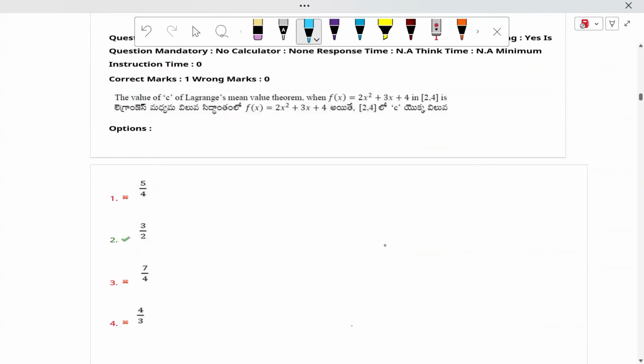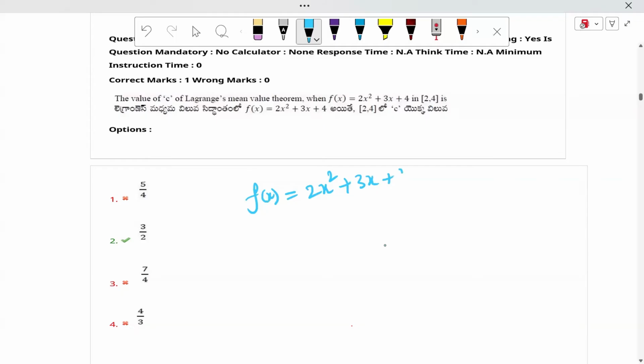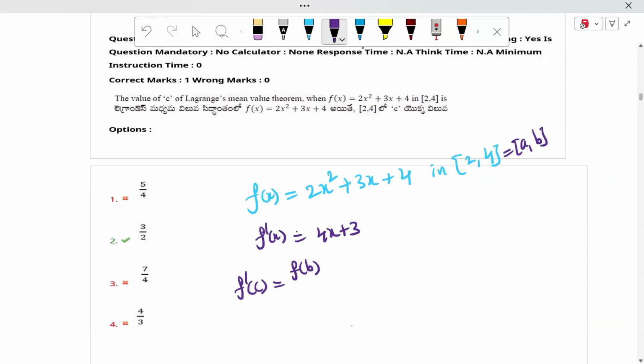Next question, look: is Lagrange's theorem applicable? By Lagrange's theorem, find the c value. What is the f(x) here? f(x) = 2x² + 3x + 4 in the closed interval [2, 4]. So what is Lagrange's theorem? Comparing this [2, 4] with the closed interval [a, b], f'(x) is equal to 4x + 3. We know that f'(c) = (f(b) - f(a))/(b - a).